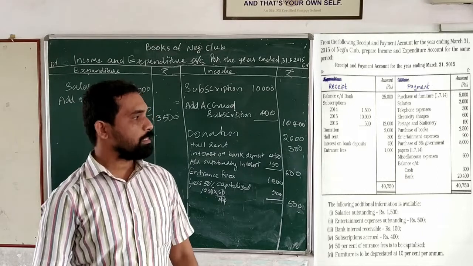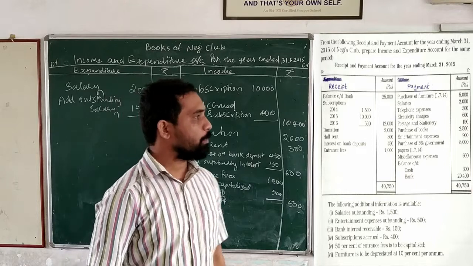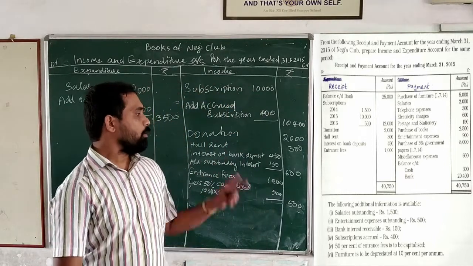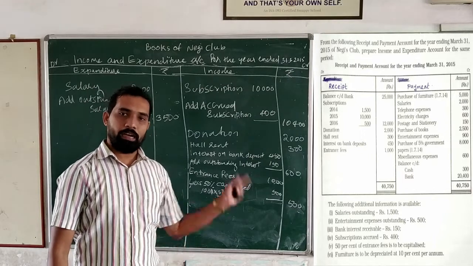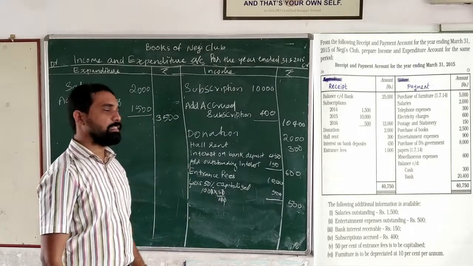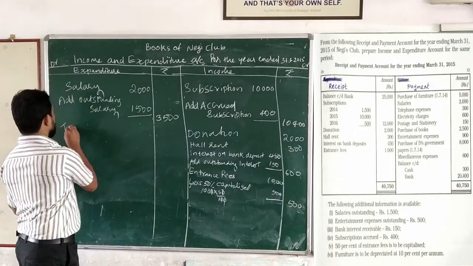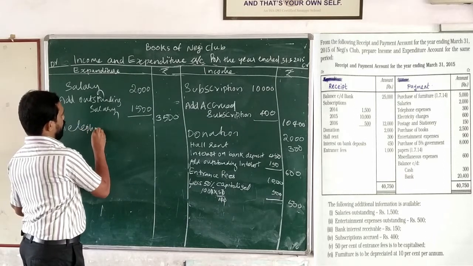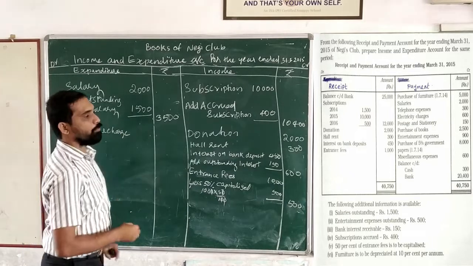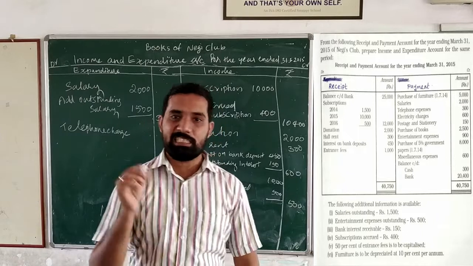And the next one, what is it? Telephone expenses, rupees 300. Telephone expenses is a revenue payment. So it's shown on the expenditure side of income and expenditure account. So telephone charges. How much rupees telephone charges? 300.